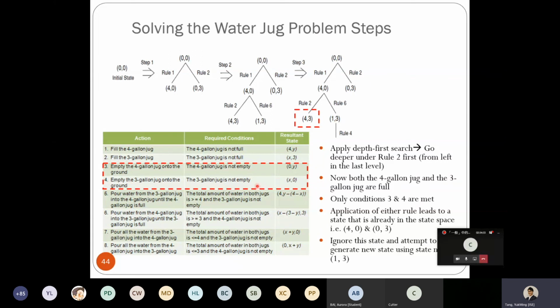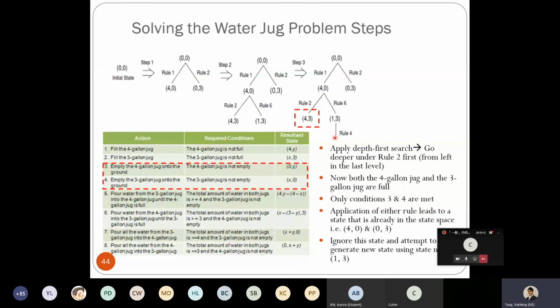And then another condition that matches this situation is that the four-gallon jar is not empty. Okay, we will empty the four-gallon jar. When we empty it, we go back to this condition again, so we go back to the original condition. Therefore, in this situation, we will not apply condition 3 and condition 4. So there's no more answer in this direction. We finish on the left hand side, and we go on the right hand side.